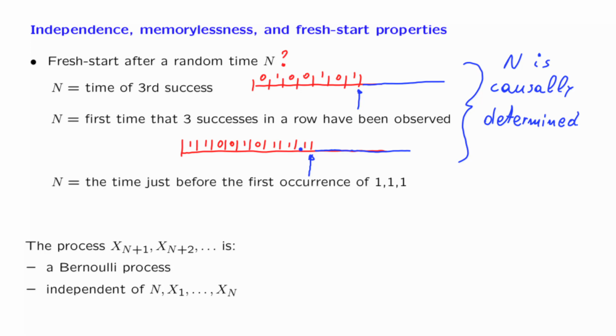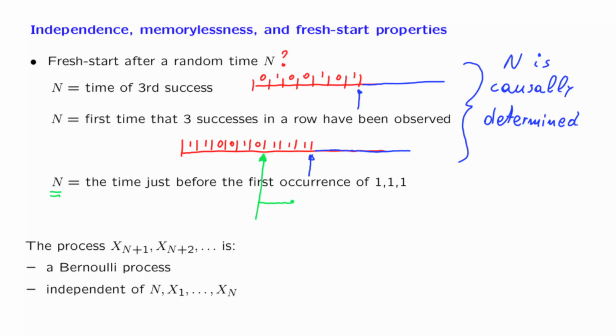What could be an example of a non-causal time N? Here it is. N could be the time just before the first occurrence of 111. So in this example, you would be called into the room and start watching at this time. Your friend somehow knows that a sequence of 111 is going to occur and calls you just before it happens. How could that be? Well, imagine that the Bernoulli process actually was run yesterday. It was recorded in a movie. Your friend has seen the movie, so knows everything that's going to happen. And so when the movie is replayed today, your friend can call you in at this time and tell you, something very interesting is about to happen. Come in and start watching.